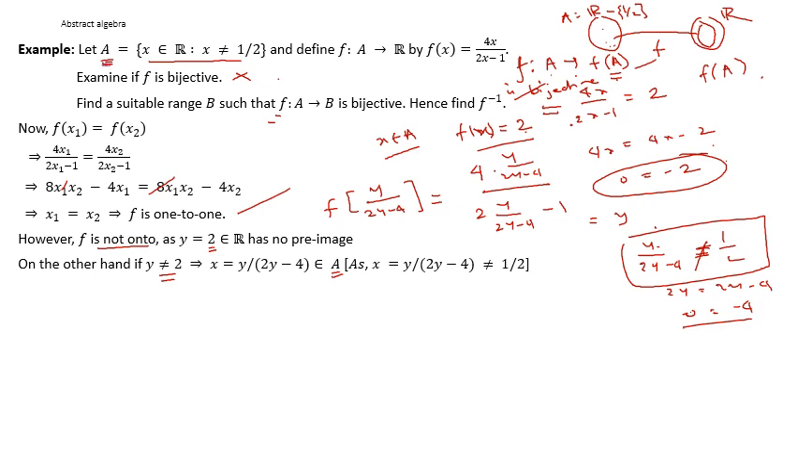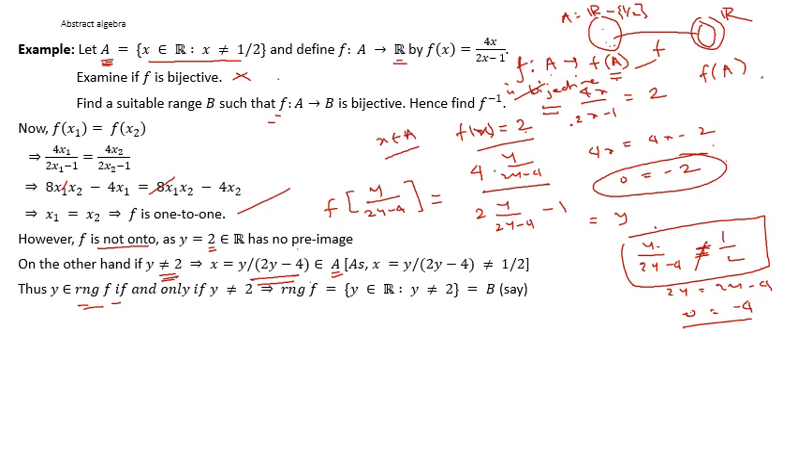Y by 2y minus 4 belongs to capital A such that f of y by 2y minus 4 is equal to y. And that means we understand that y equal to 2 has no pre-image, and if y is not equal to 2, then a pre-image always exists.